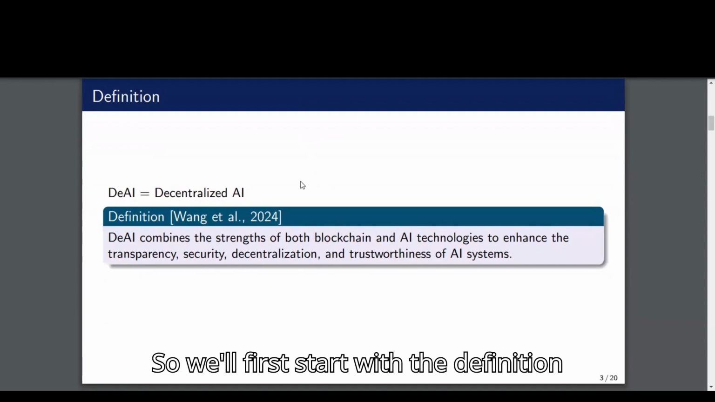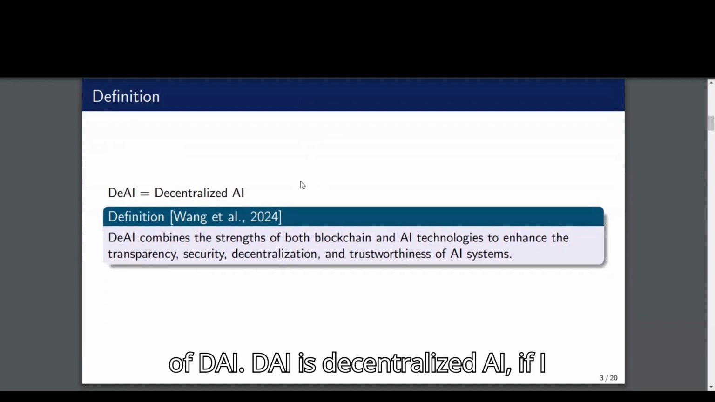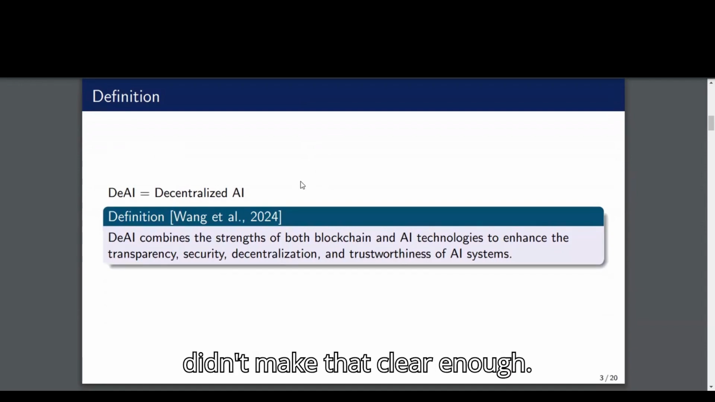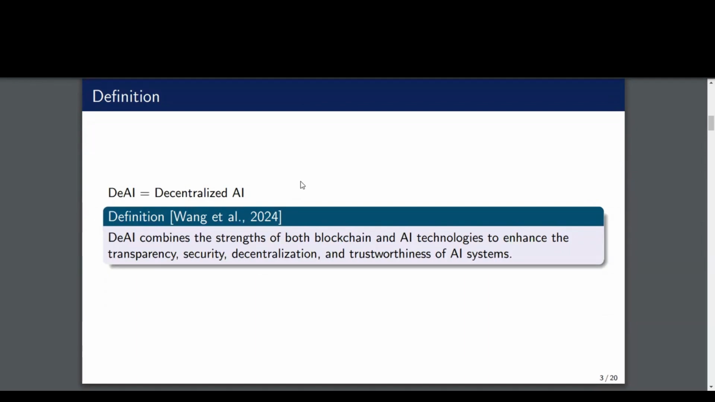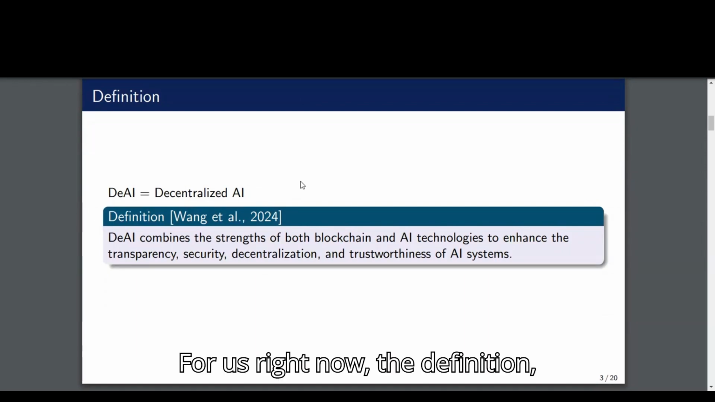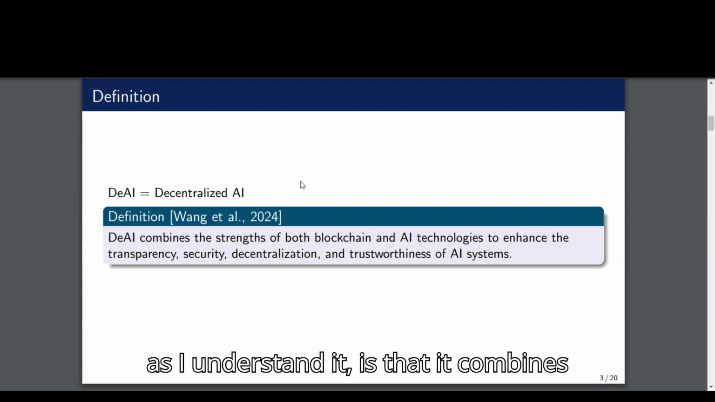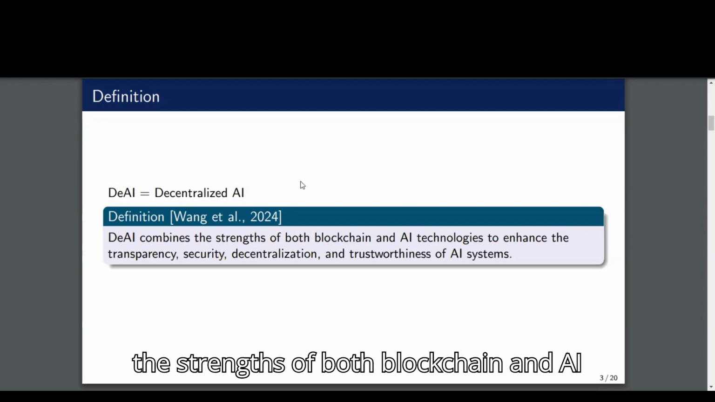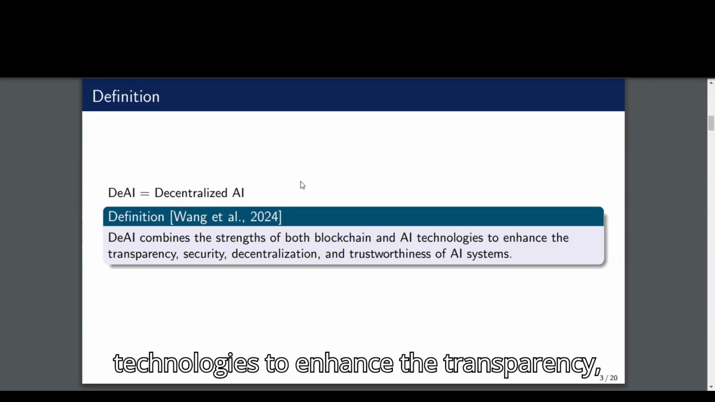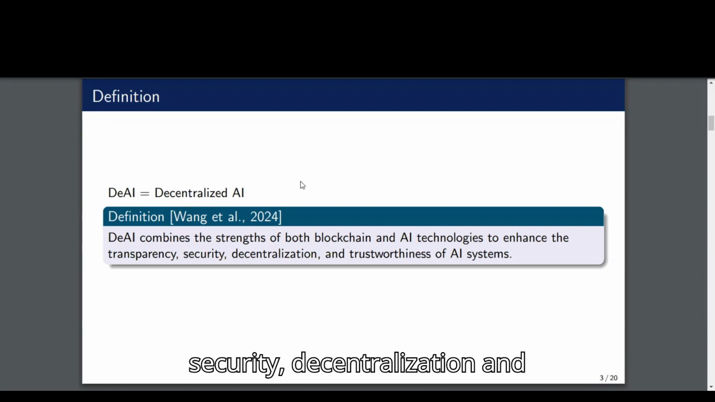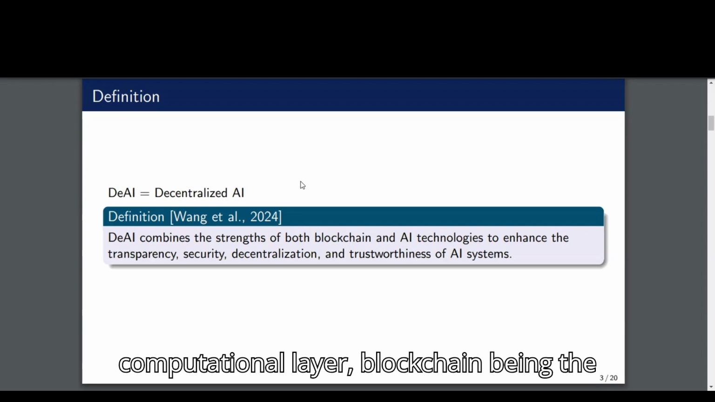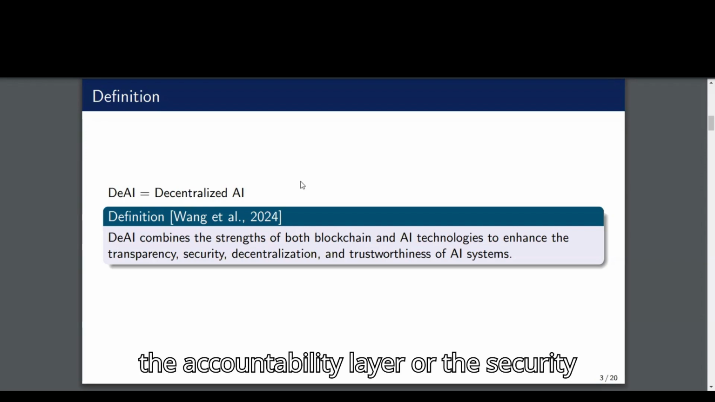So we'll first start with the definition of DEAI. DEAI is decentralized AI, if I didn't make that clear enough. For us right now, the definition, as I understand it, is that it combines the strengths of both blockchain and AI technologies to enhance the transparency, security, decentralization, and trustworthiness of AI systems. It's basically a combination of AI and blockchain, right? AI being the computational layer, blockchain being the accountability layer or the security layer.